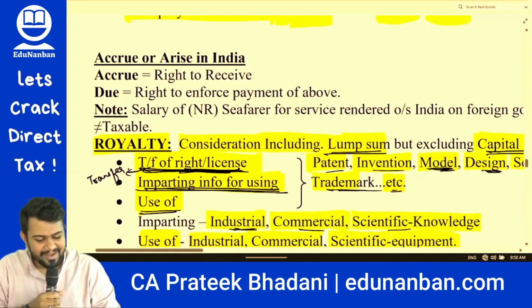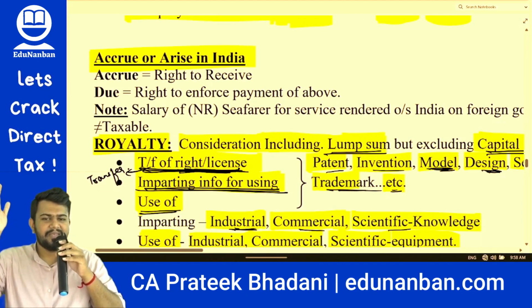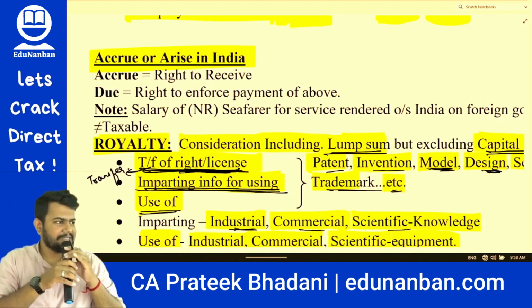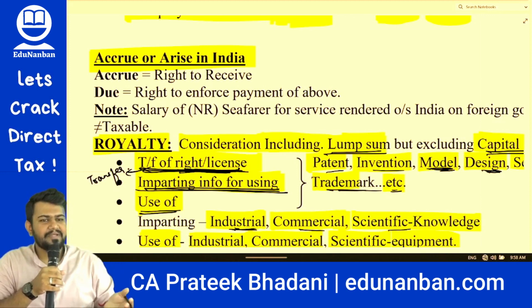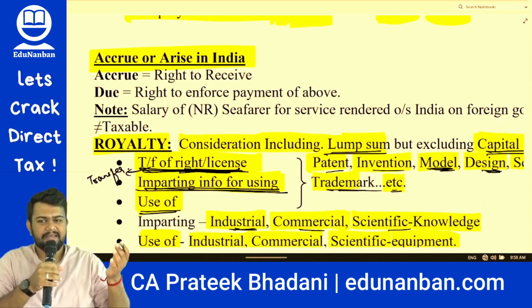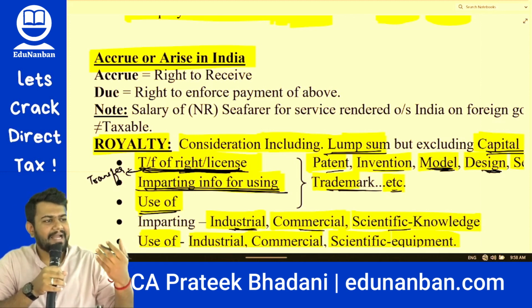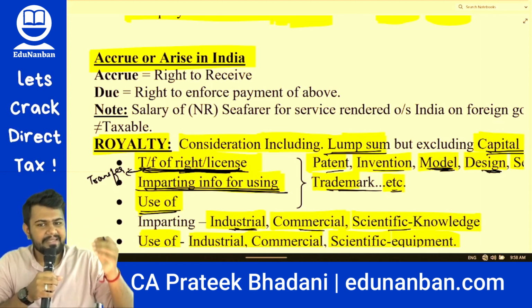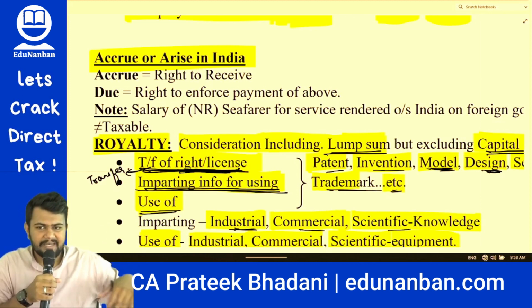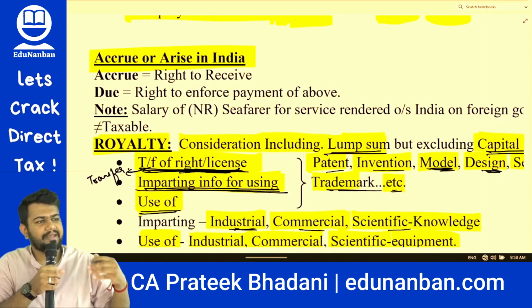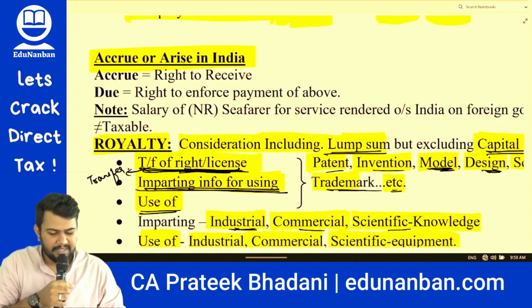Next, income accruing or arising in India. I already told you the difference between accrue, due and receipt. So if any activity is done in India by which an income is accruing in India or arising in India. For example, I did employment in India. Because of that, I am getting salary. That salary is income accruing or arising in India. I am doing business in India. Because of this business, I am getting the profit. This profit is income accruing or arising in India.